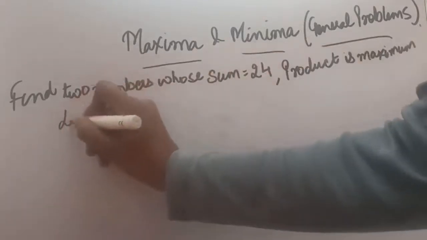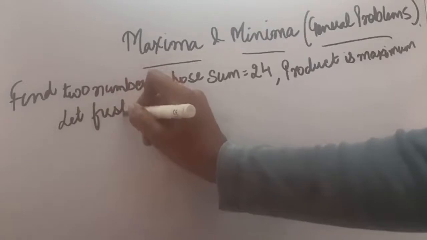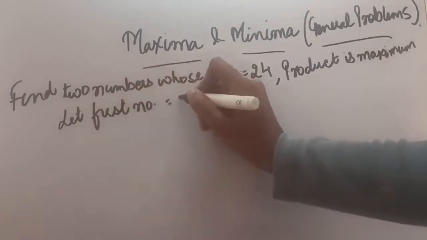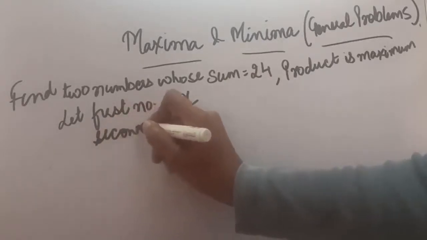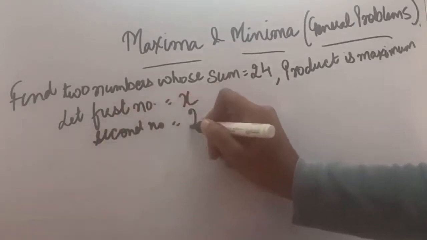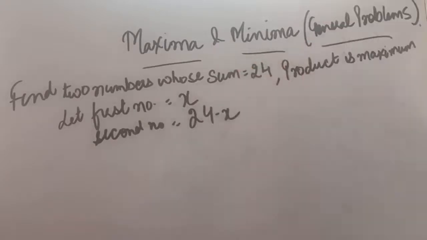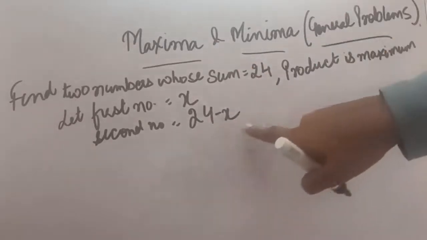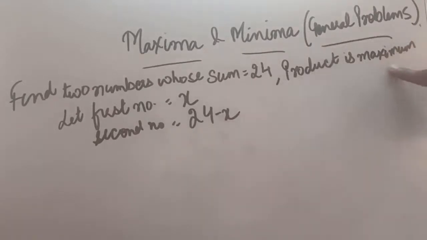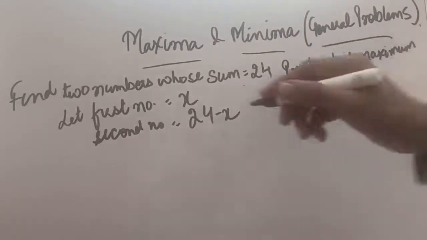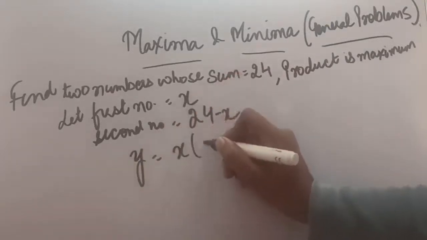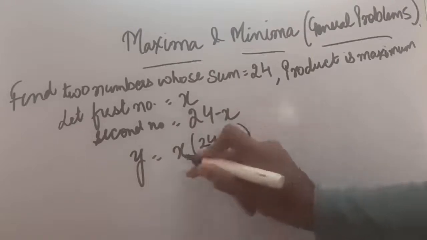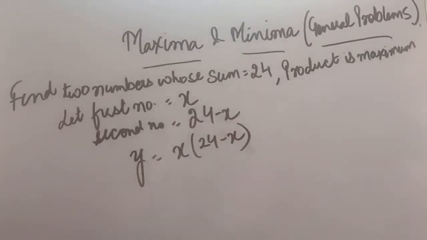Now let the first number be equal to x, because we do not know both the numbers, so we assume that the first number is x. Then what will be the second number? Of course it will be 24 minus x, as it has been given that their sum is 24. Now another clue has been given: their product is maximum. Product means multiplication. So our function becomes the first number multiplied by the second number, and we have to calculate the maximum value.